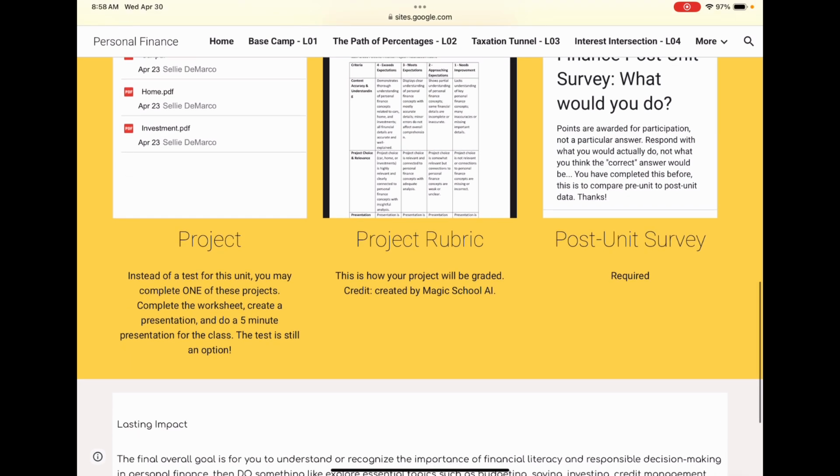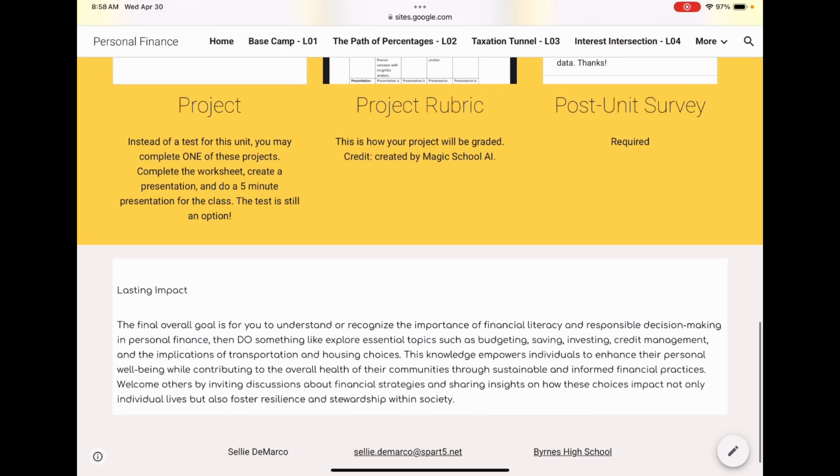And then there's that post-unit survey that I mentioned. And then you can see your final lasting impact. So to wrap up, I'd like to comment on how surprisingly easy it is to use Google Sites. I was initially nervous, but I'm confident that my students could use it for group projects.